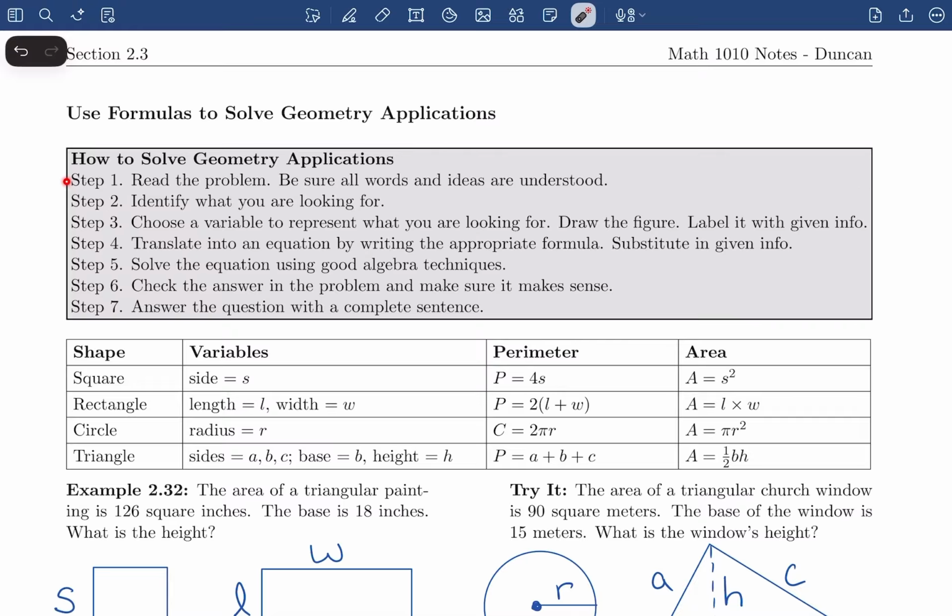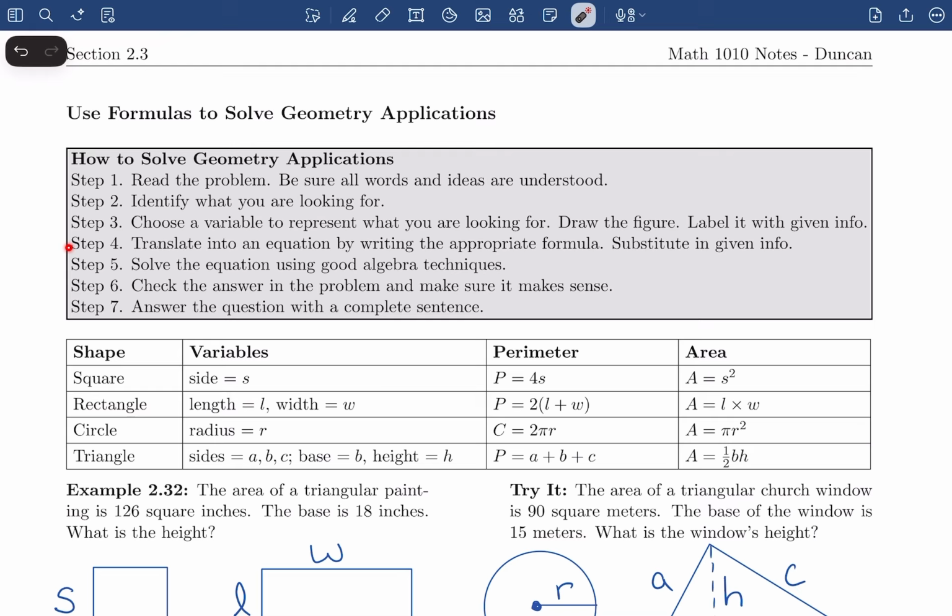Step 1, read the problem. Be sure all words and ideas are understood. Step 2, identify what you are looking for. Step 3, choose a variable to represent what you are looking for. Draw the figure, label it with given information. Step 4, translate into an equation by writing the appropriate formula.